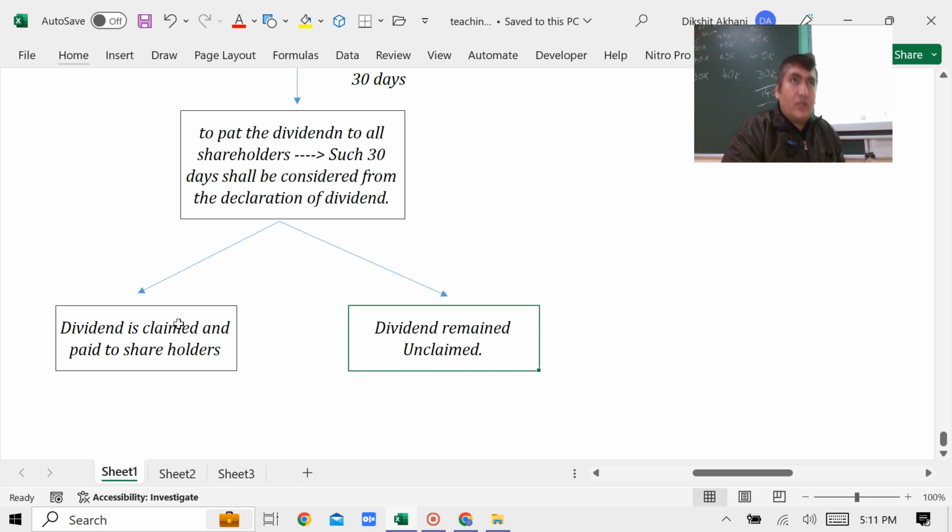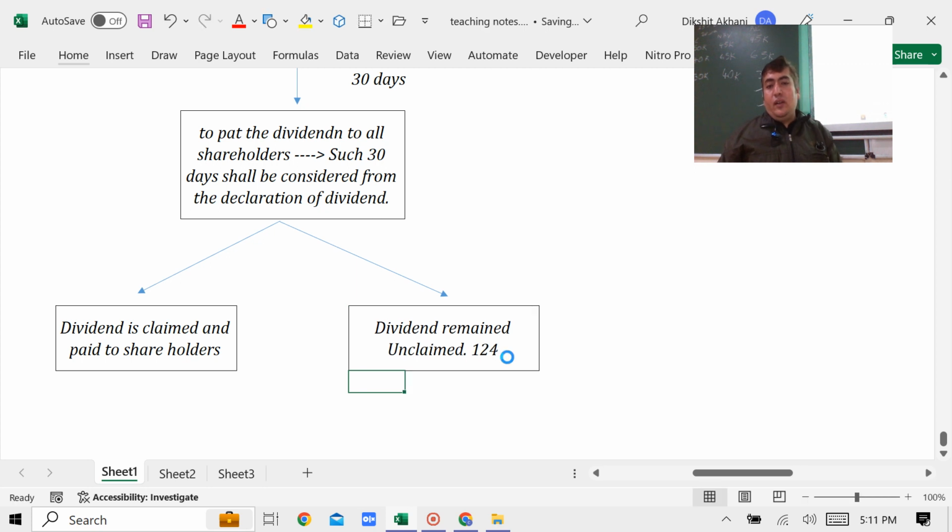Possible or not? So claiming means accepting. Dividend is accepted as well as paid. So these two concepts are different. In fact, there can be a time gap. Acceptance date may be different and paying date may be different in the law. Yes or no? Now from this section onwards, I'm starting section 124.